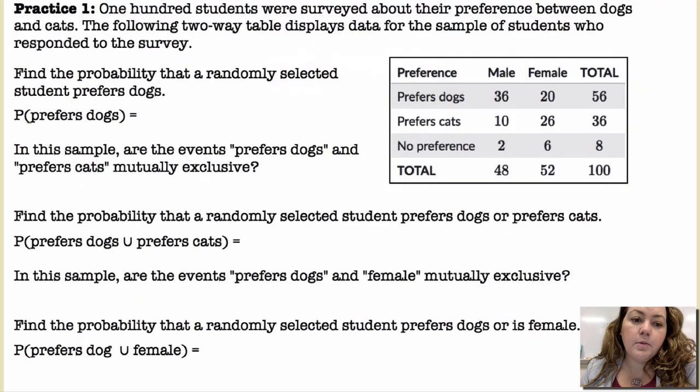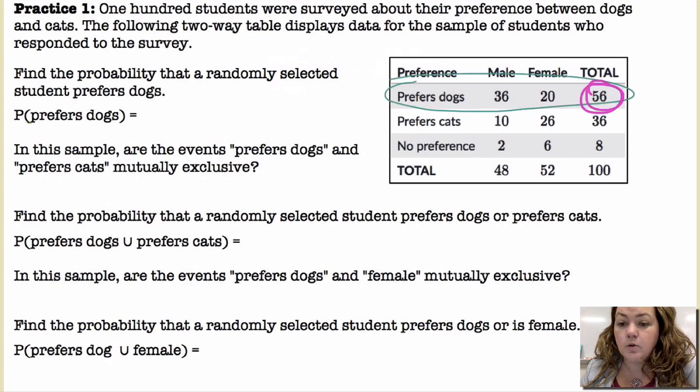All right, practice number 1. 100 students were surveyed about their preference between dogs and cats. The following two-way table displays the data for the sample of students who responded to this survey. Find the probability that a randomly selected student prefers dogs. So, probability they prefer dogs. I'm going to look at how many total prefer dogs. Okay, so out of the preferred dogs, the total is 56. Out of the grand total, which is 100, which works out to be 56%.